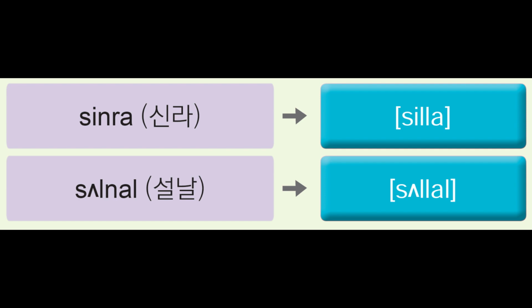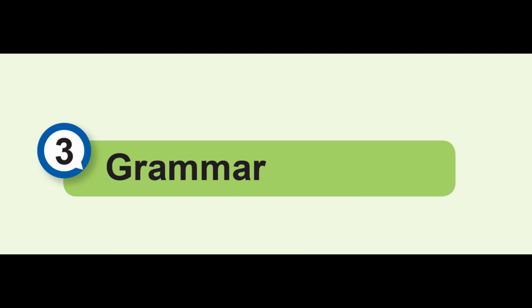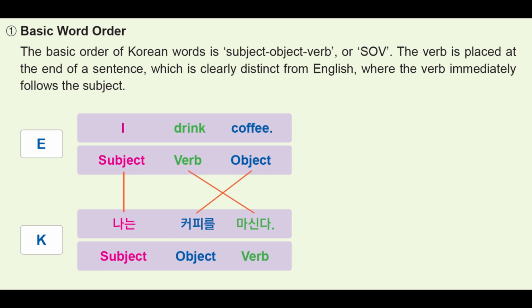Well, that's enough about sounds. It's time to move on to grammar. Number 3. Grammar. 3.1. Word order. 1. Basic word order. The first major difference between sentences in Korean and English is the word order. It's important to understand how they are different.